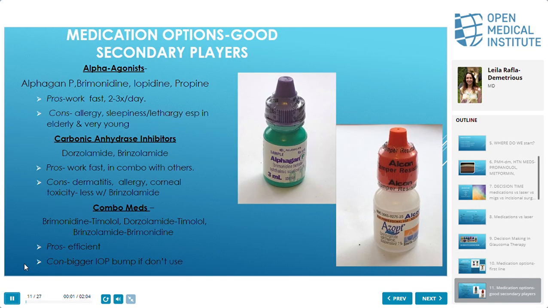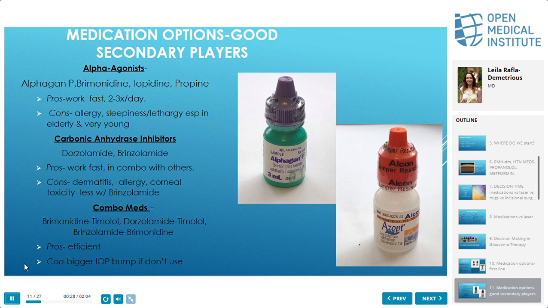So our next tier is, these are good secondary players. They're usually not enough as a primary medication. Some people, but most people, you're going to use these in conjunction with your primary, with your first line. So these include the alpha-agonists: brimonidine, iopidine, and propine. Propine is not really around that much anymore. They work really fast, and again, useful in acute attacks. They have to be used at least twice a day, often 3 times a day.